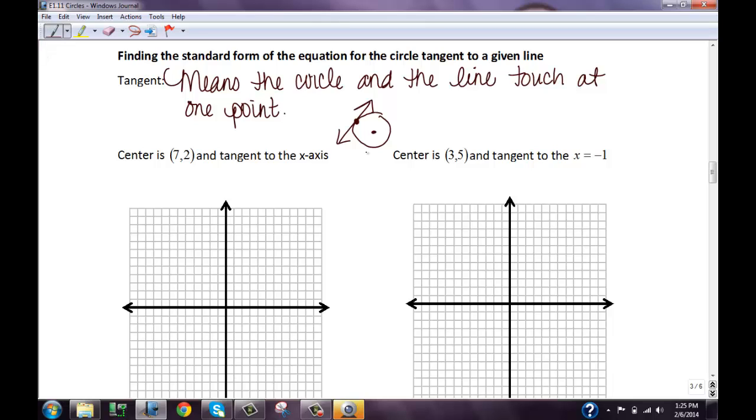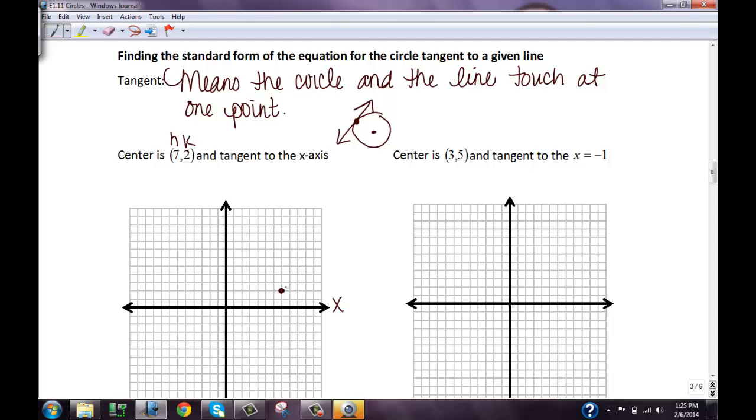Here it says the center is 7, 2, so right away I know my h and k, and it's tangent to the x-axis. So remember, the x-axis is our horizontal axis, so somewhere on this axis there's a point that falls on this circle. So I'm going to plot my center, which is 7, 2. I'm going to the right 7 and up 2. 1, 2, 3, 4, 5, 6, 7, up 2.